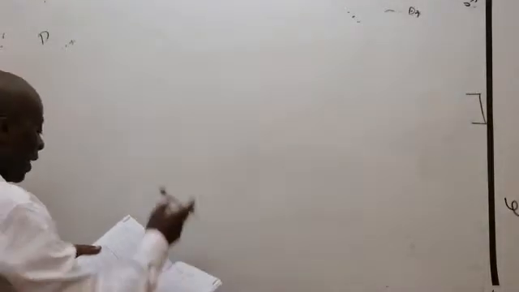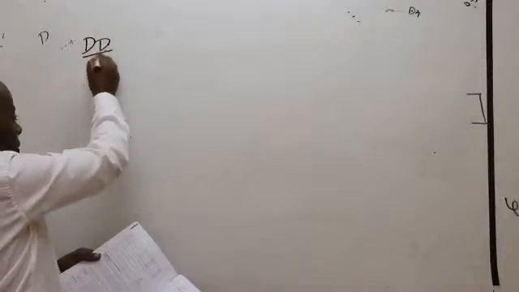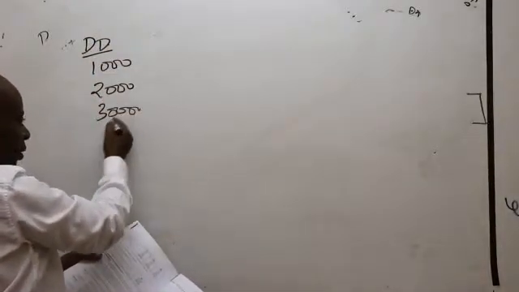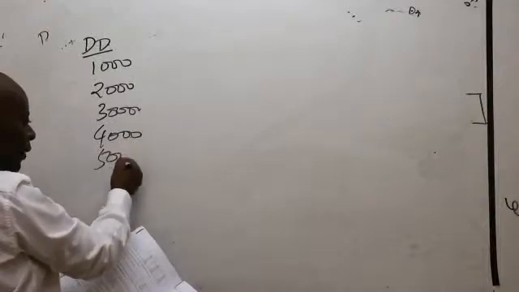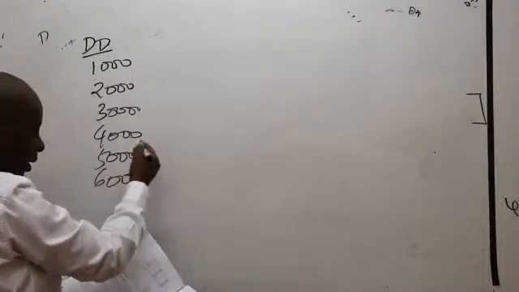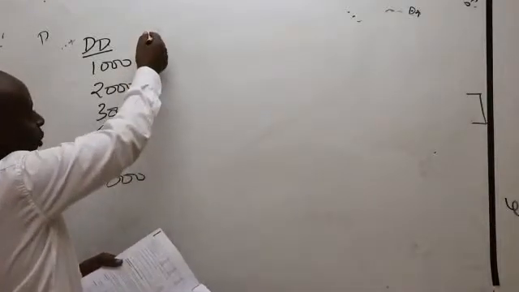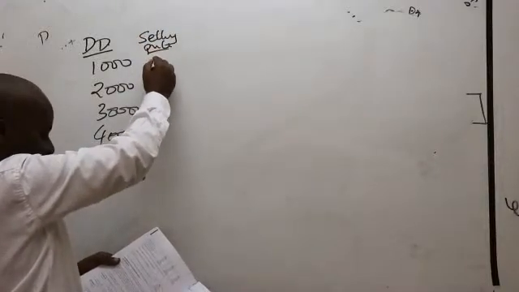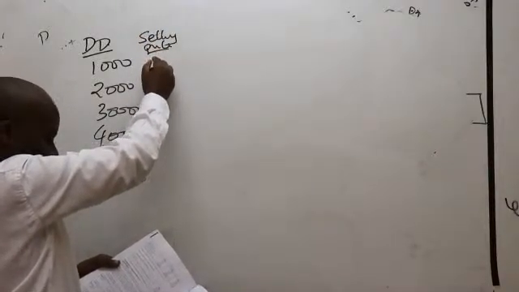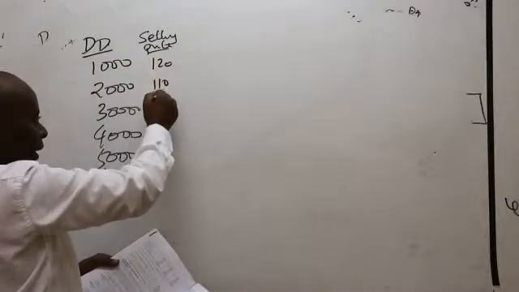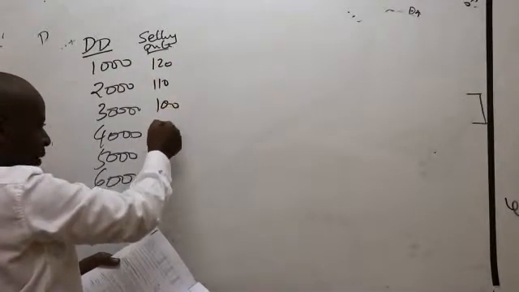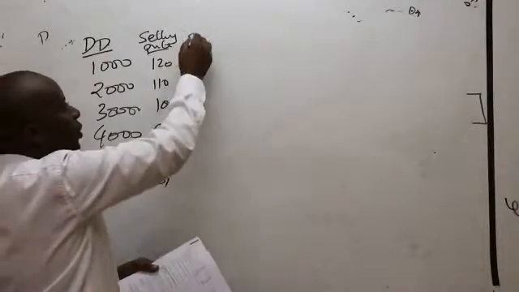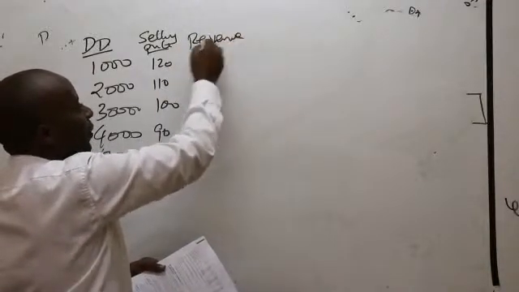Demand will be the same. We have 1,000, 2,000, 3,000, 4,000, 5,000, 6,000. The selling price, of course, remains the same. So we have, ladies and gentlemen, selling price 120, 110, 100, 90, 80, 70. So the revenues will be the same.